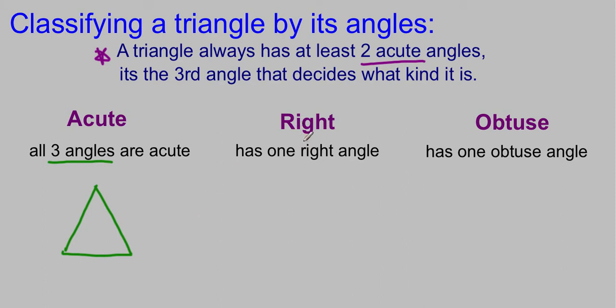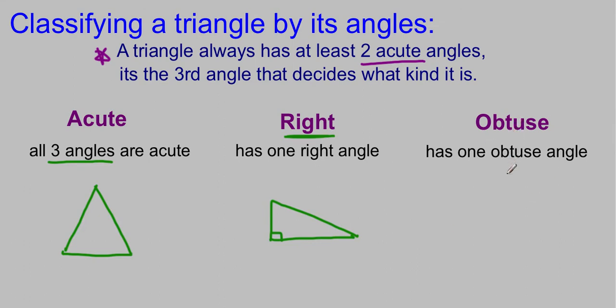A right triangle, well, the name gives it away. If you see a right angle anywhere in a triangle, it's always going to be a right triangle. It can't be acute, it can't be obtuse. If it's got a right angle, it is a right triangle. The other 2 are little acute angles, and then we have our one right angle.